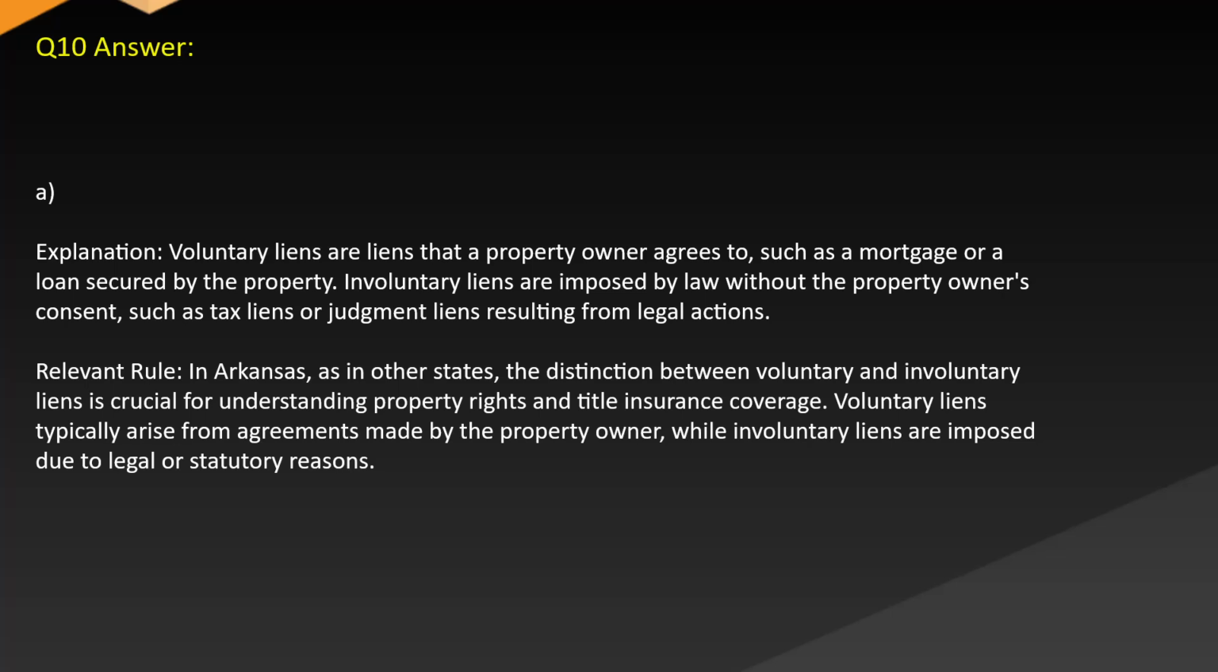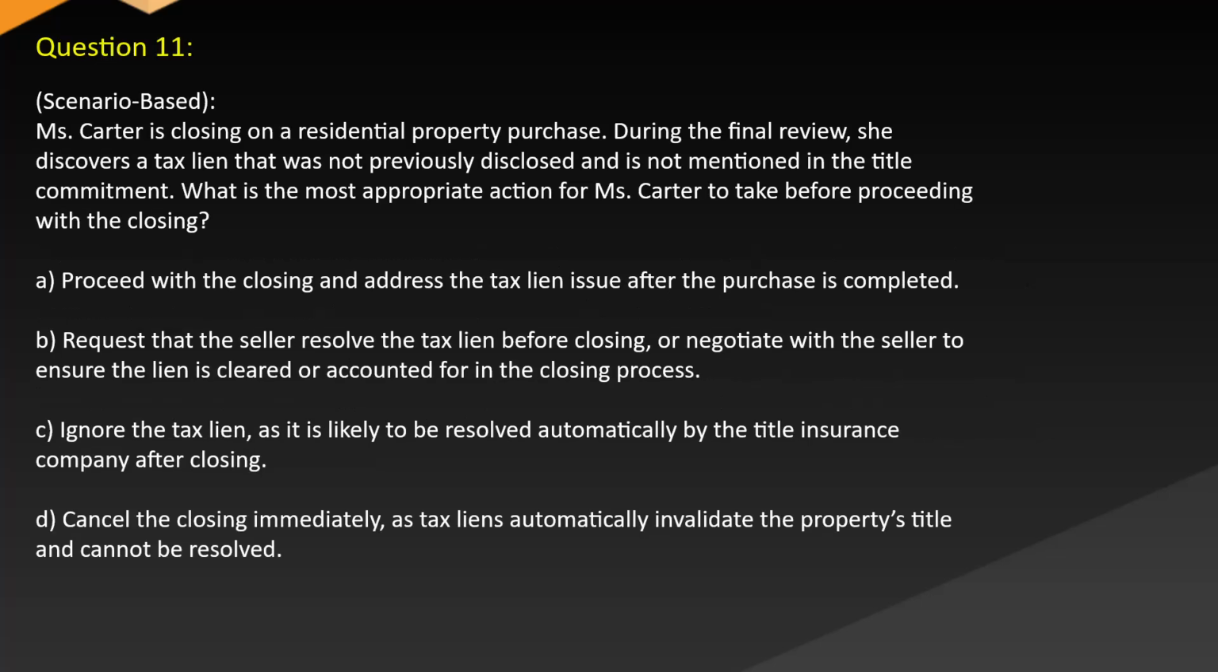Answer A. Explanation: voluntary liens are liens that a property owner agrees to, such as a mortgage or a loan secured by the property. Involuntary liens are imposed by law without the property owner's consent, such as tax liens or judgment liens resulting from legal actions. Relevant rule: in Arkansas, as in other states, the distinction between voluntary and involuntary liens is crucial for understanding property rights and title insurance coverage. Voluntary liens typically arise from agreements made by the property owner, while involuntary liens are imposed due to legal or statutory reasons.